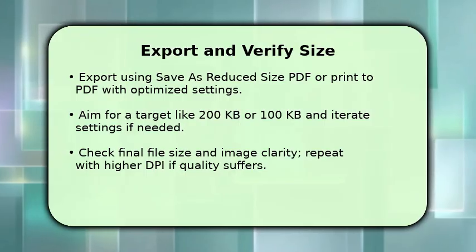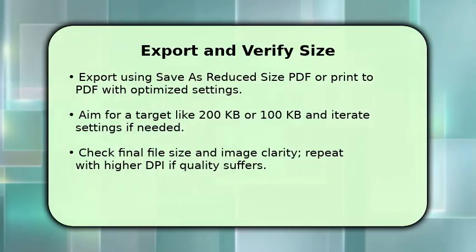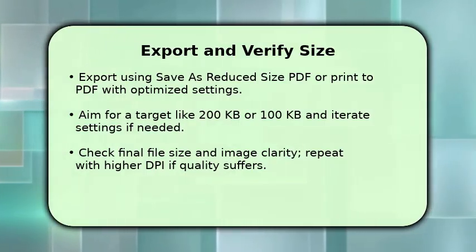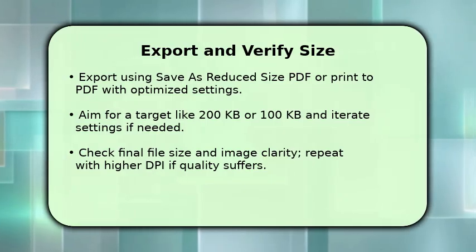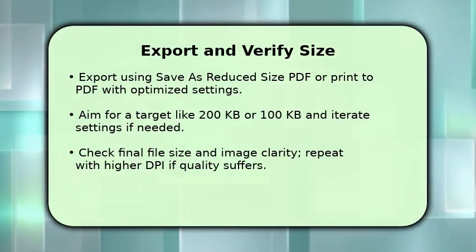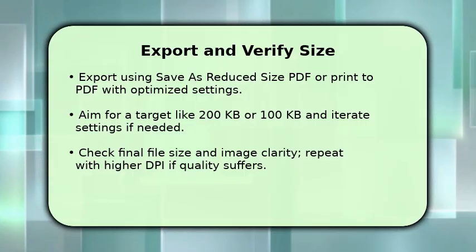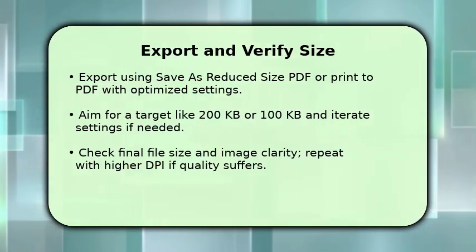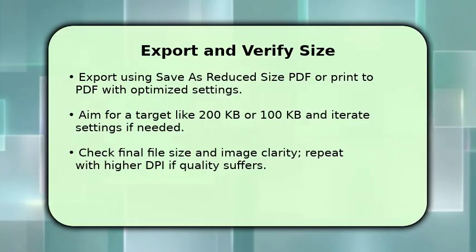Export using Save as Reduce Size PDF or Print to PDF with optimized settings. Set a target size like 200 KB or 100 KB and adjust compression iteratively. Preview the exported PDF at 100% to confirm legibility and image clarity.